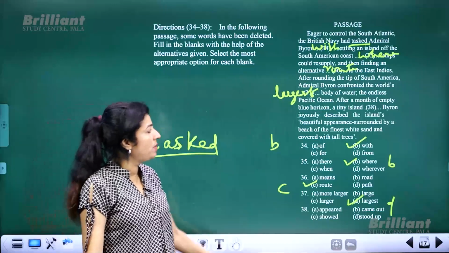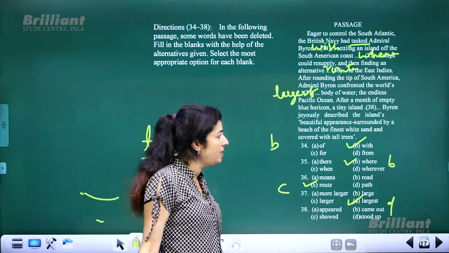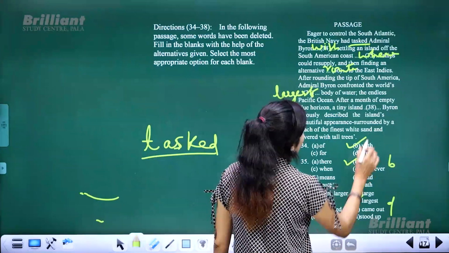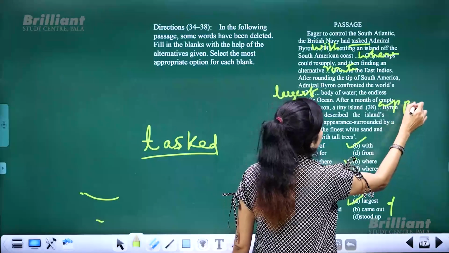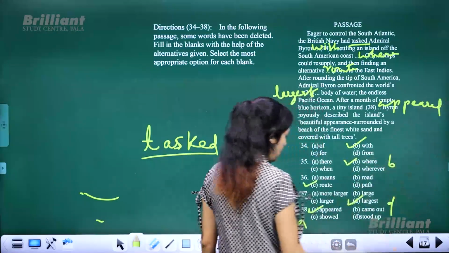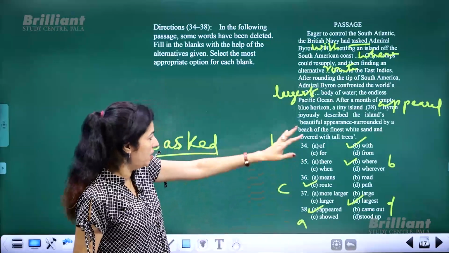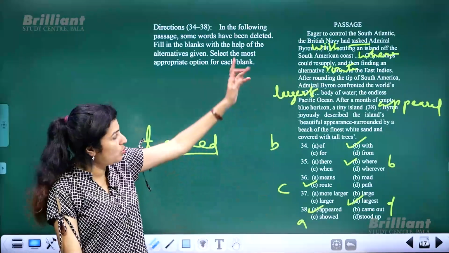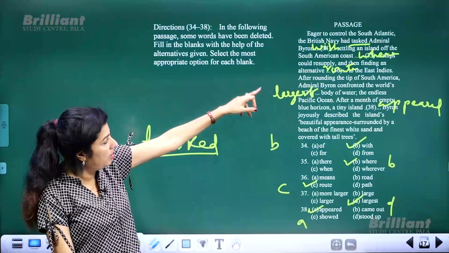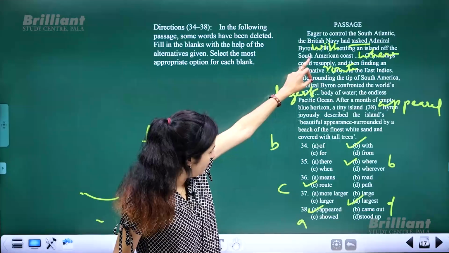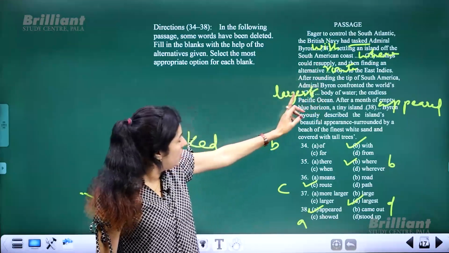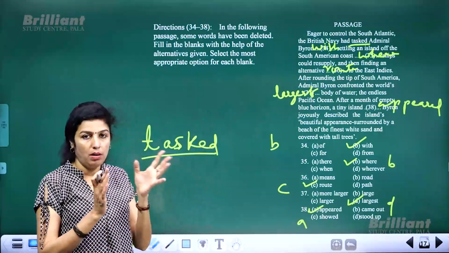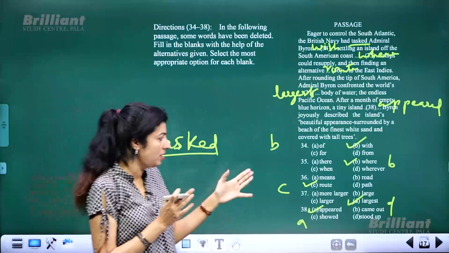After a month of empty blue horizon, a tiny island appeared. Do we have that word? Of course, A, appeared, or emerged. So here appeared. Byron joyously. So if you use these words, with, where, route, largest, appeared, you will get a sensible passage, and the passage is complete now with these words inserted in the proper places.